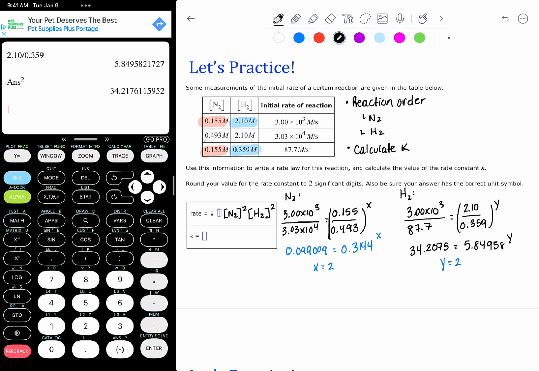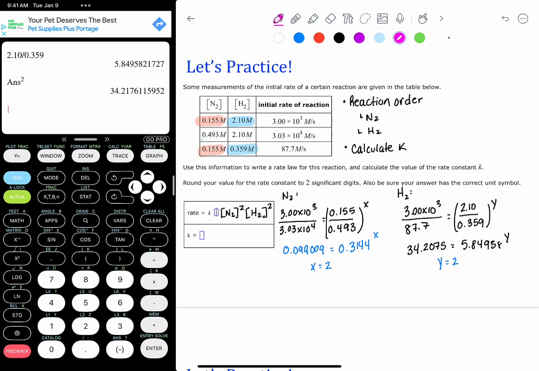So that's the first part of our problem. So we found our reaction order with respect to N2 and H2. Now we have to calculate K. So in order to do that, we have to choose one of our experiments. Let's go crazy and let's choose experiment 2 this time. You could choose experiment 1, you could choose experiment 3. It doesn't matter, whichever one you choose, as long as all the numbers are coming from the same experiment, you will still get the correct value of K.